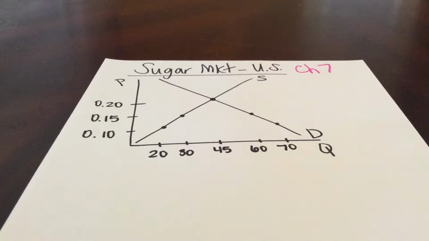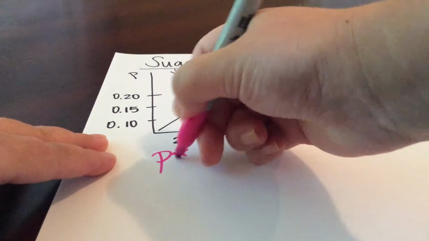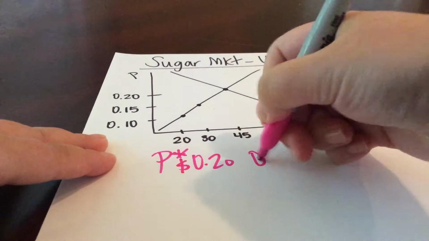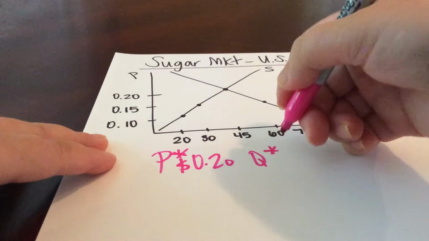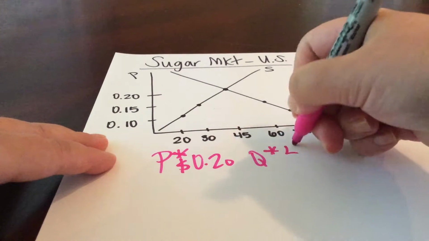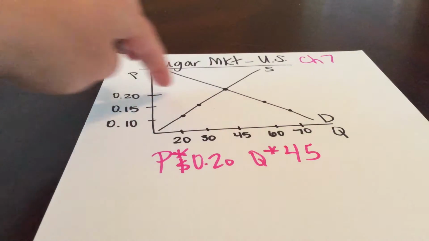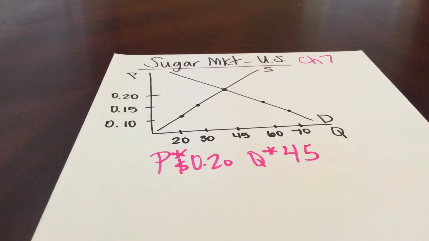If we had no international trade and this market was in equilibrium, see if you can think about, you can pause for a second, but what is the equilibrium price and what would be our equilibrium quantity? Hopefully you would see that our equilibrium price would be 20 cents per pound, and the equilibrium quantity would be 45 million pounds per month, right? Because 20 cents would be the price where quantity demanded equals quantity supplied at 45 million pounds.